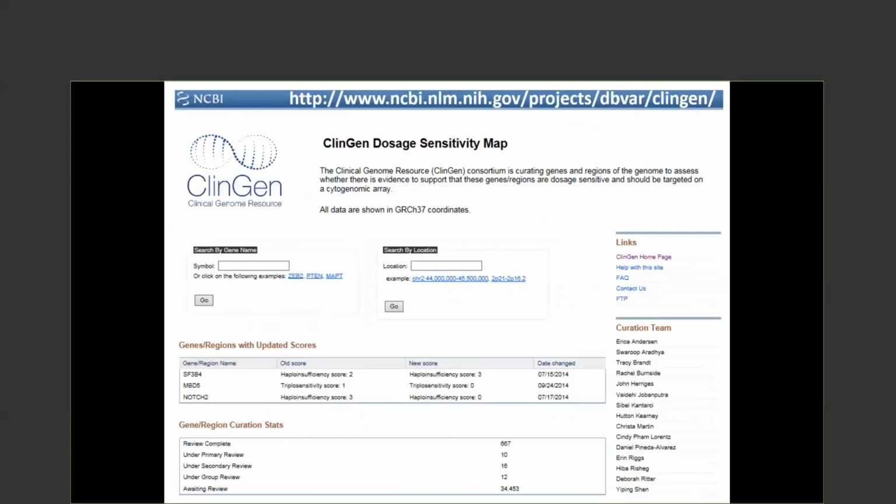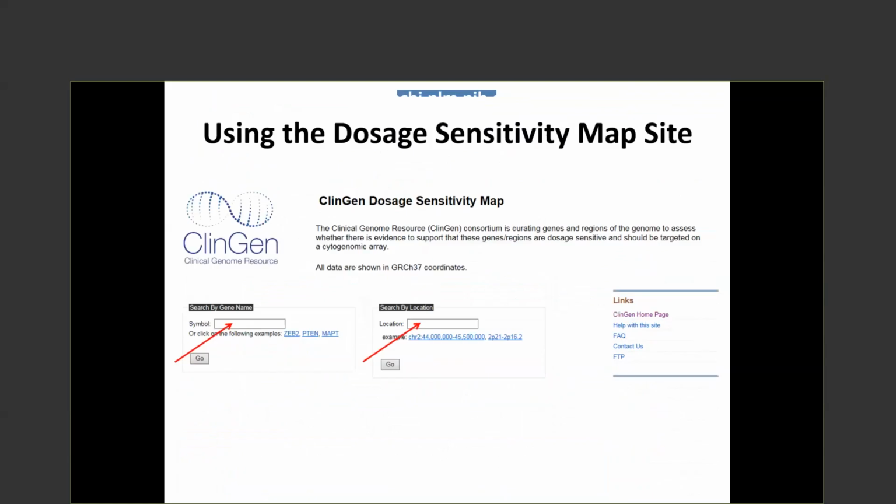So here's a view of the current Dosage Map website and the current URL at the top. And again, remember, this site is going to be redirecting you to a new site on a ClinGen server shortly. In fact, they just started this process today. But it should still look like this and work just as I'm about to show you. The site is publicly available and updated with new curations as soon as they're finalized by the group.